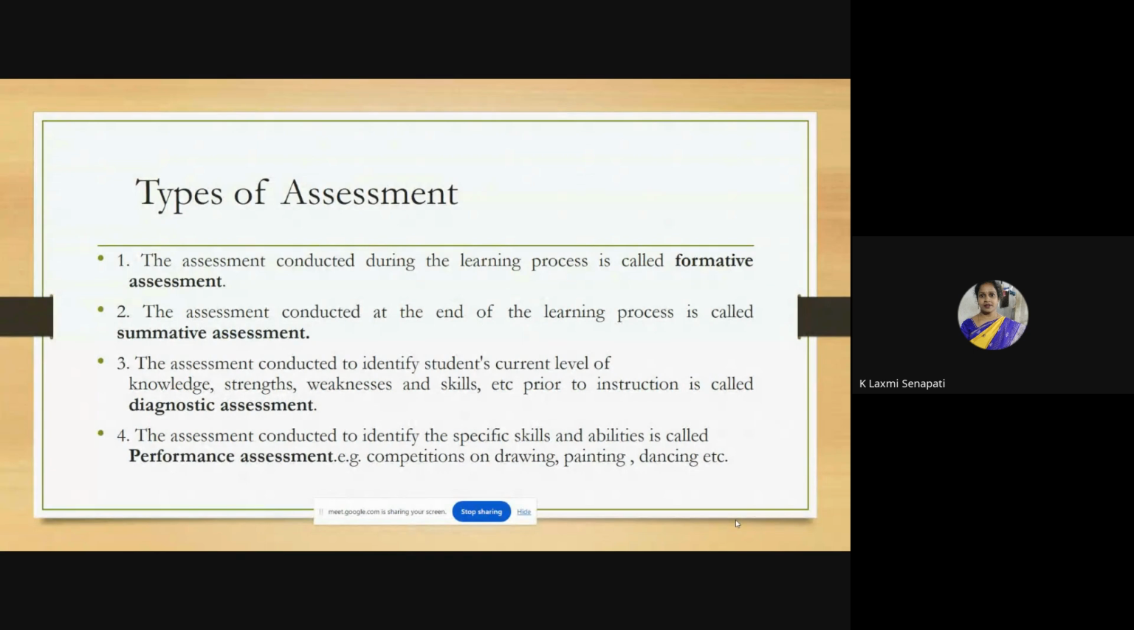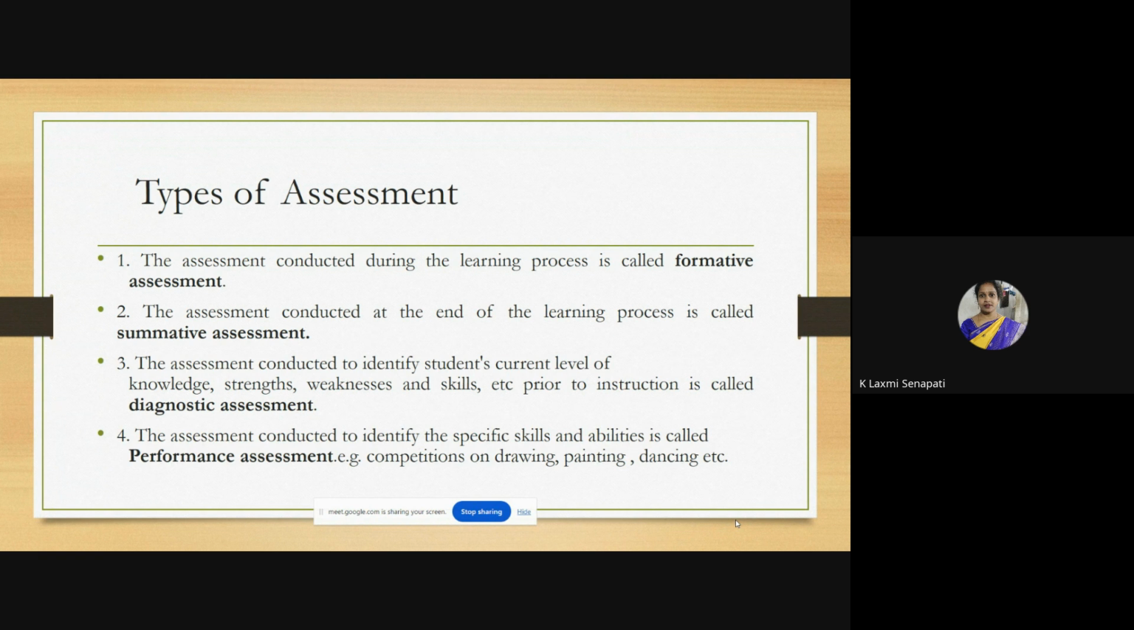The third one is diagnostic assessment. Diagnostic assessment is conducted to identify the students' current level of knowledge, strengths, weaknesses, and skills prior to the instruction. That is called a diagnostic test.